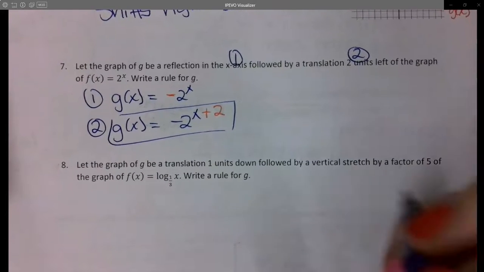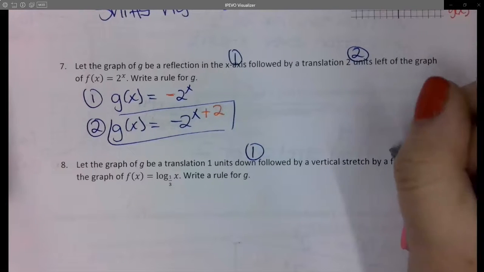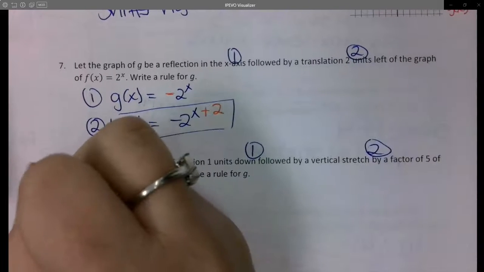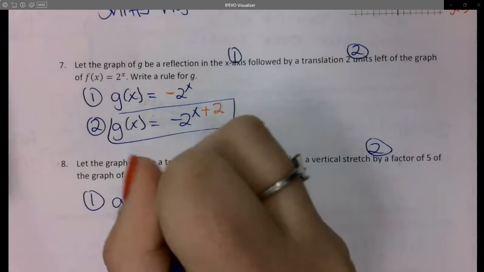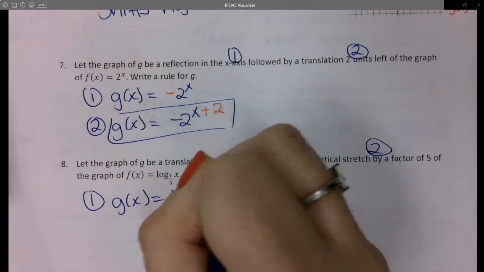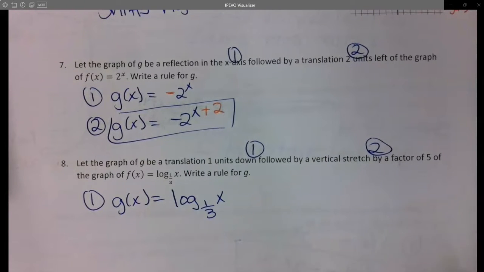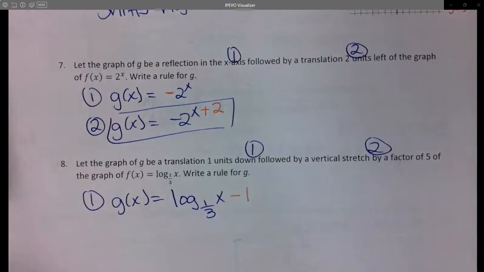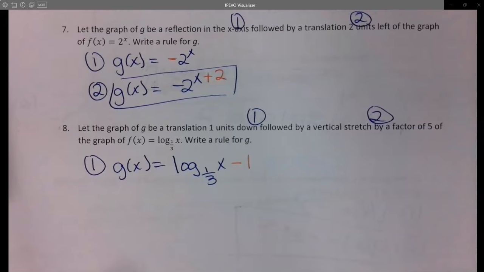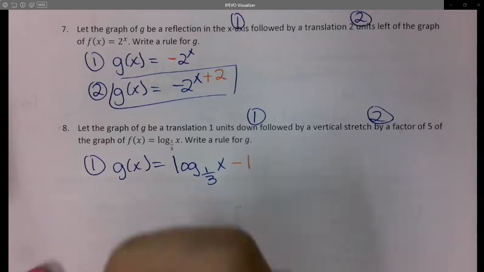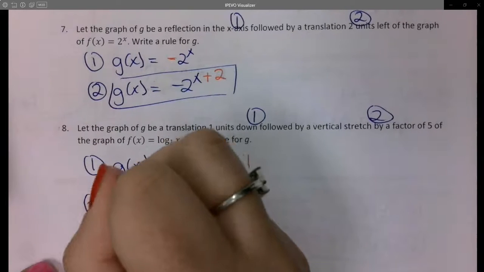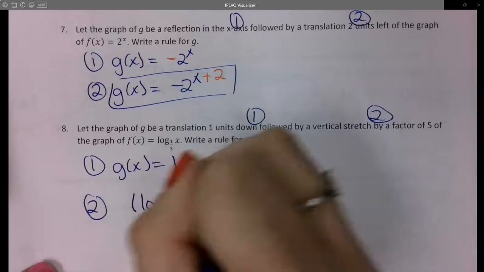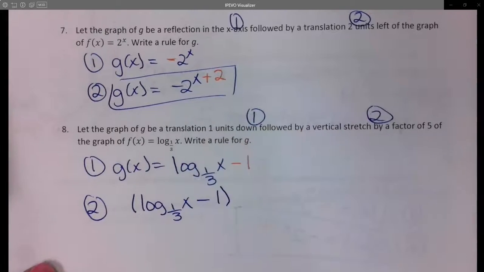Same thing on number 8, I have two different transformations. I'm going 1 unit down, and then I have a vertical stretch. So the first thing is up and down, remember, goes on the outside of the function, outside of parentheses. So I'm going to have log base 1/3 x, and then it's going to subtract 1. Then I have my vertical stretch by a factor of 5. So what I'm going to do is I'm going to take 5 and multiply my function from step 1 by 5.